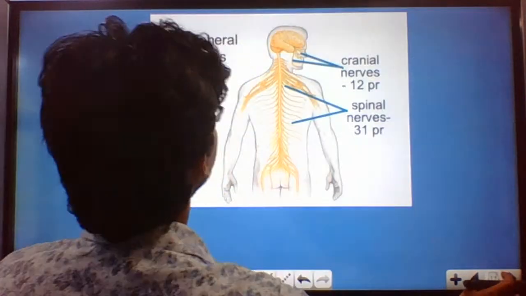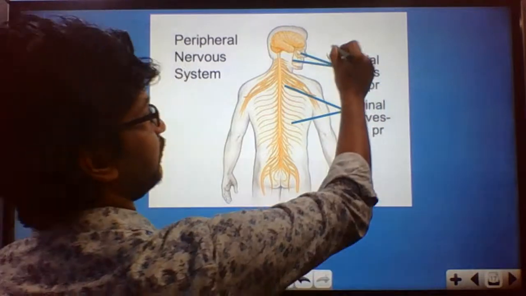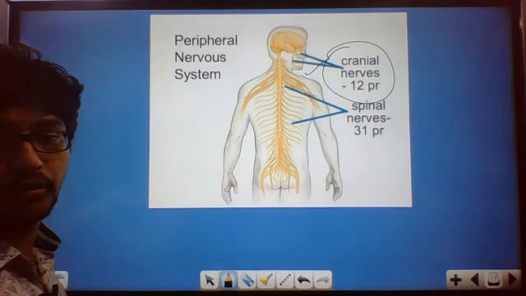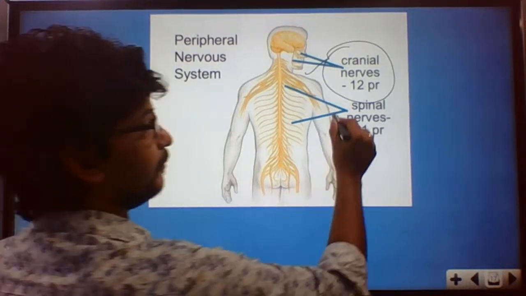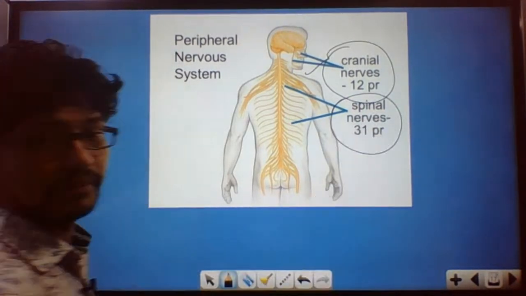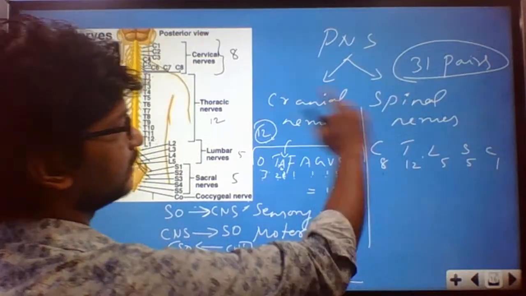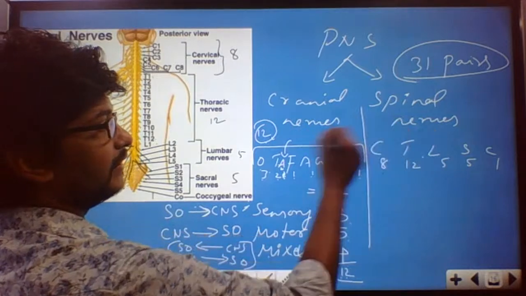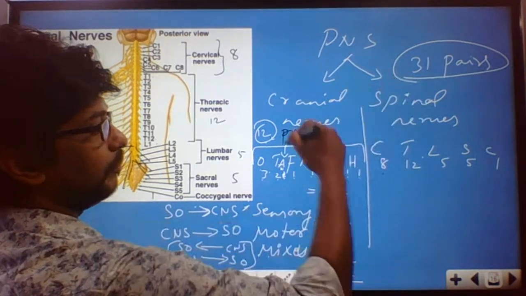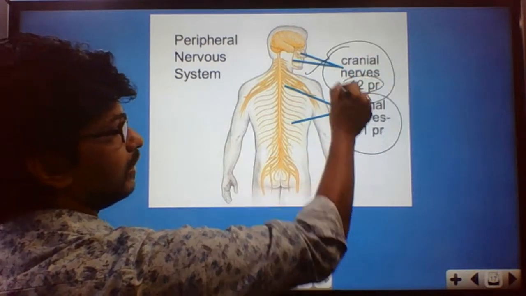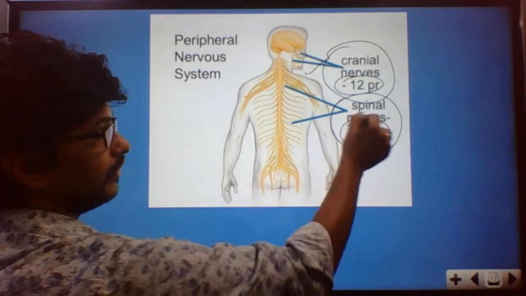And coming to the next part, that is your peripheral nervous system. This is what we're talking about. Coming to the cranial nerves, we already discussed they're 12 in number. I hope you can recollect the formula. And coming to the spinal nerves, you could see the 31 pairs that we discussed. I hope you remember the previous slide. This image represents the cranial nerves which consist of 12 pairs, and the spinal nerves which consist of 31 pairs.